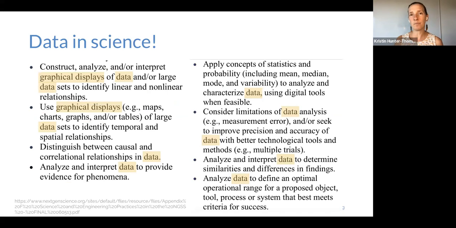So many different ways that data show up in our math classes, but also so many ways that data shows up in our science classes as well. We're using graphical displays, collecting data, thinking about relationships between data, analyzing and interpreting data, characterizing it, considering the limitations or the affordances, the precision, the accuracy of our data as we're making claims and developing arguments from the information that we have in science.